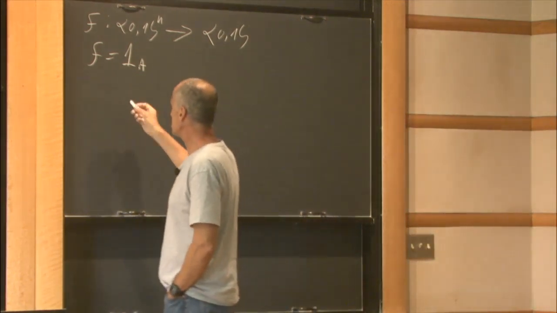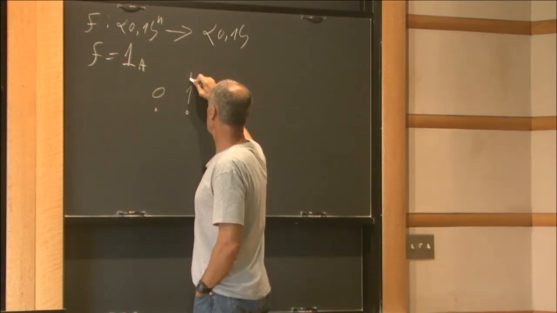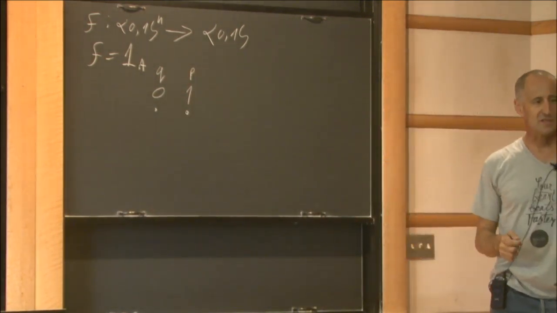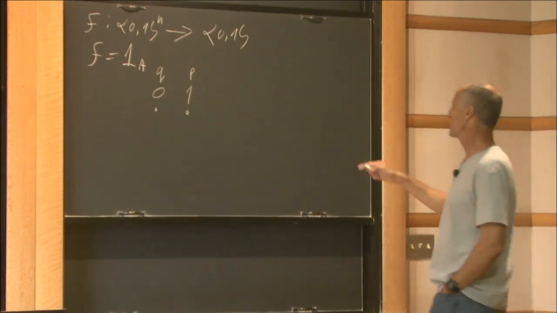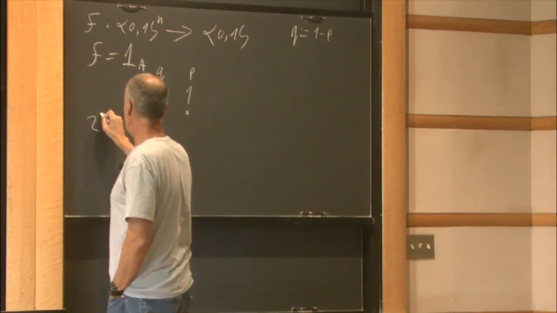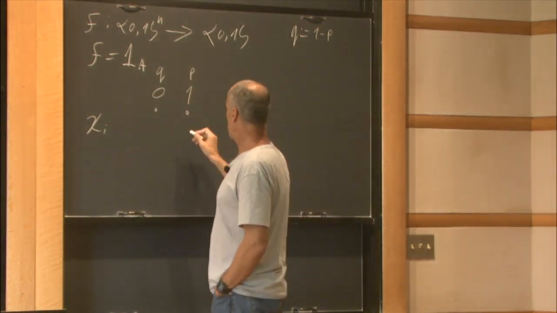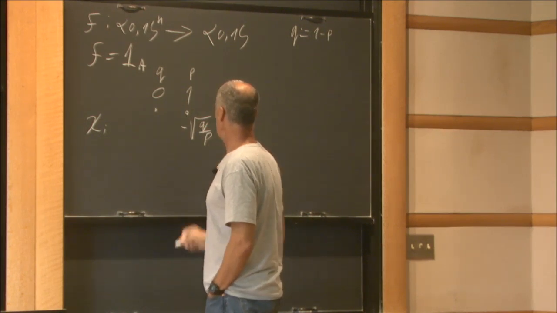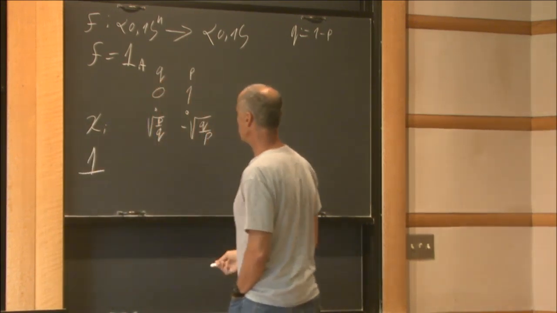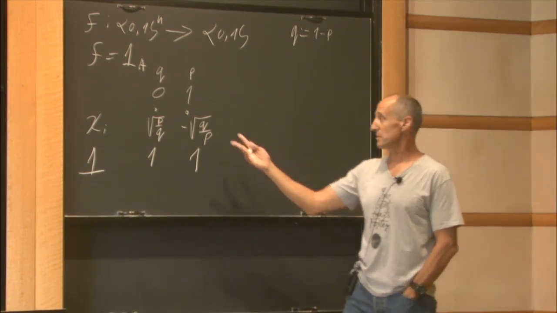So here's how I define my functions. Let's start just with the 2-point space, 0 and 1. And remember, the measure here is p. And from now till the end of the lecture, q is 1 minus p. Okay. So q is not such that 1 over q plus 1 over p equals 2. q is just 1 minus p. That's the definition. And here's a function which I call chi i. This is representing the ith coordinate. Here it's minus square root of q over p, and here it's square root of p over q. And I also have a function which is the 1 function, which is 1 here and 1 here. And if you look at this, you'll see this is an orthonormal basis for the space of functions on this 2-point space.